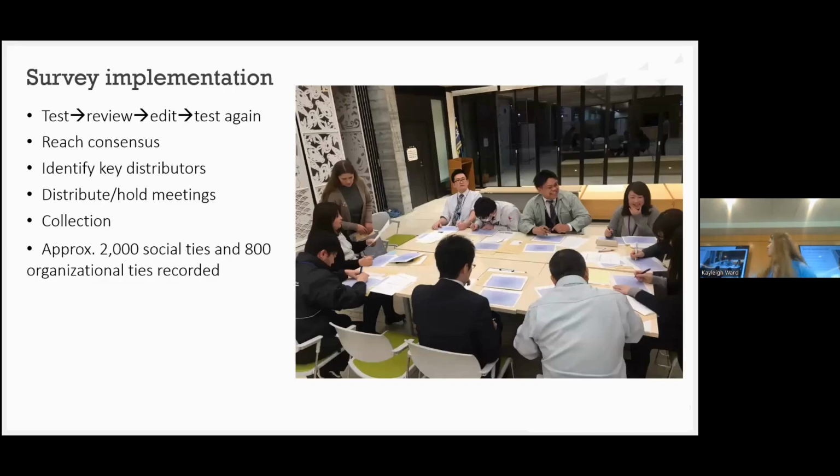So we did surveys. You can see some of these maps here. We would test it, and then we would get feedback from the community, and then we would recreate the survey and improve it, and then implement it. So we had about 200 surveys go out, 2,000 social ties were recorded, which is about 10% of the total community roughly. And then 800 organizational ties were recorded. And this is because people were listing multiple ones on their maps.